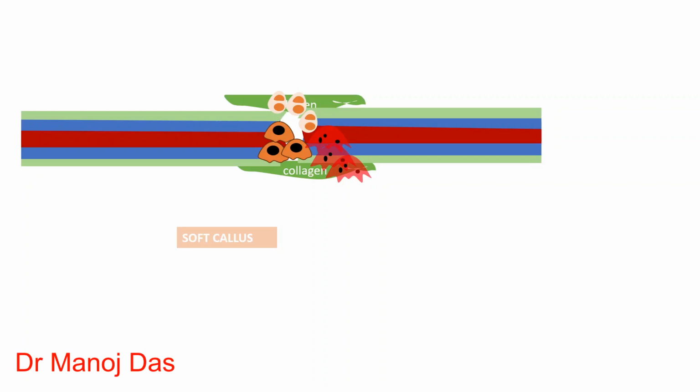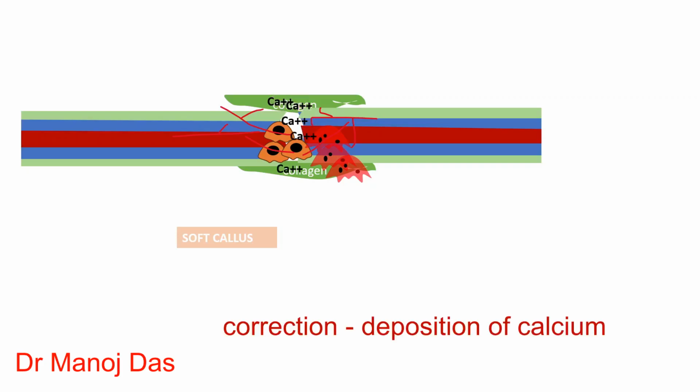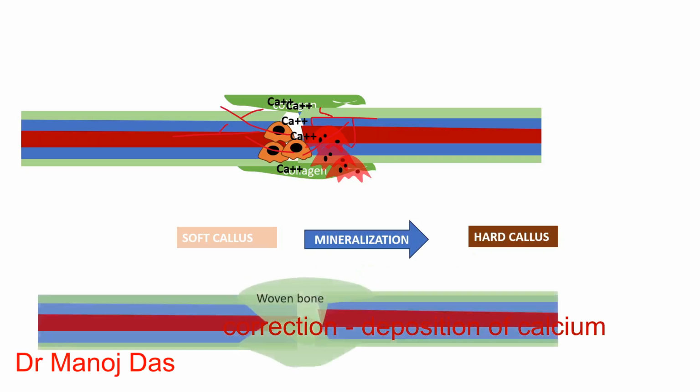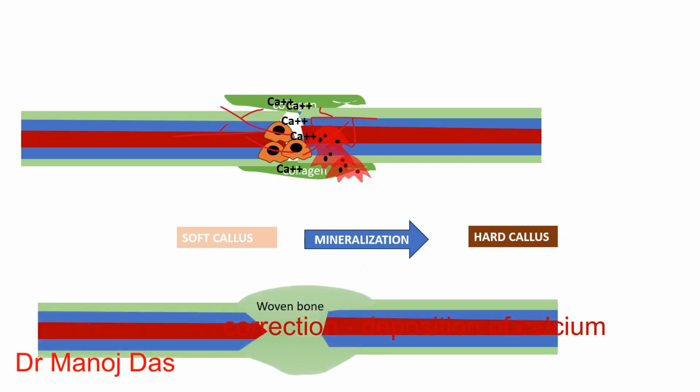Now this is the stage of soft callus, which has got the fibrocartilaginous structure. When there is the deposition of cartilage and new blood vessel invasion, there will be apoptosis of cartilage cells, and then after the mineralization soft callus turns into the hard callus. By the end of this stage there will be formation of woven bone. Woven bone means the bone which is irregular, haphazard, it will not be a lamellar bone.